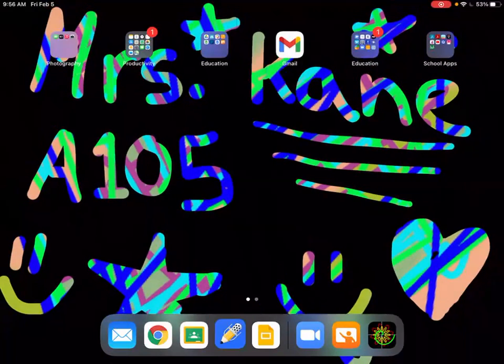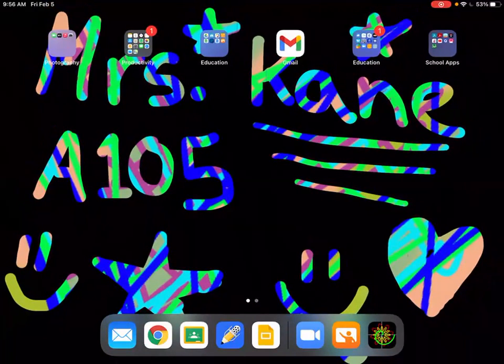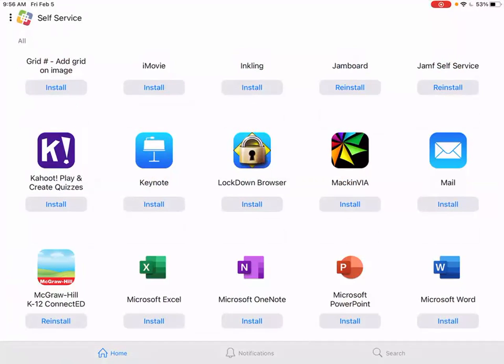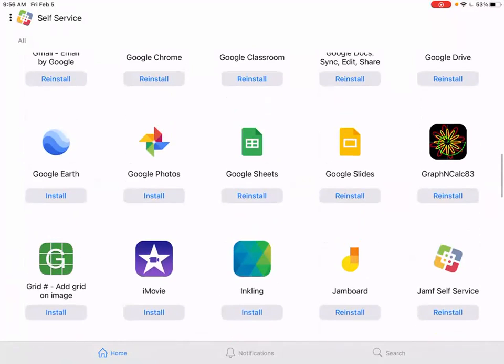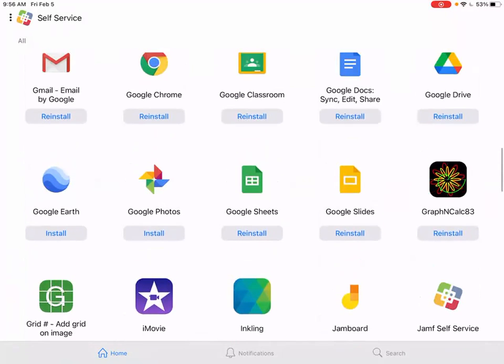So what I need you to do, everybody at home, and if you're in class, you can do the same thing. I need you to go to your self-service. Self-service gives you all of the apps that the district has bought for you for the iPad. And there are a ton of apps in here. They're in alphabetical order too, which is also amazing.